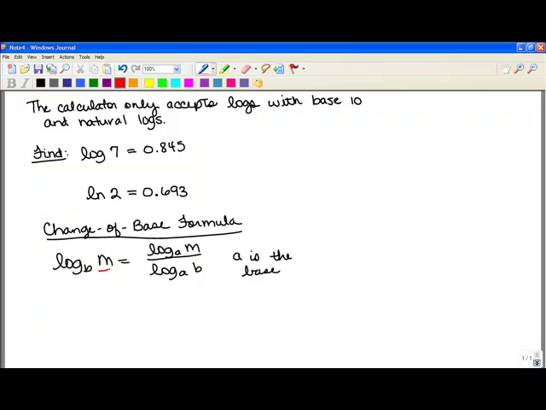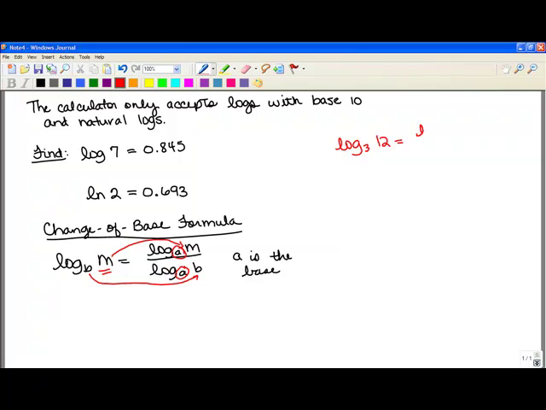Now notice that the number m goes in the numerator and the base b goes in the denominator, and our bases must be the same in the numerator and denominator. Some examples. Find log base 3 of 12.